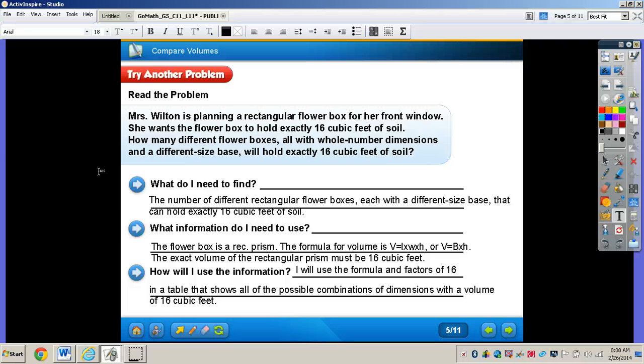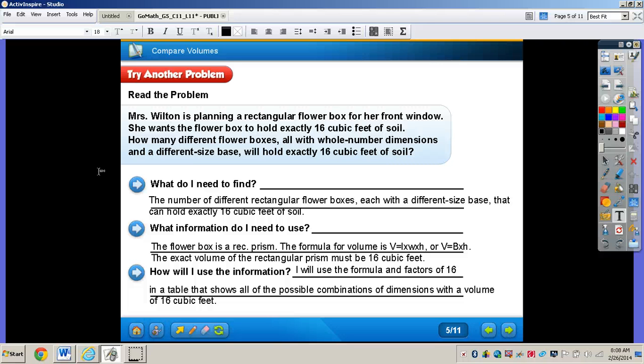We need to find, and I want you to write this down in your book, the number of different rectangular flower boxes, each with a different size base, that can hold exactly 16 cubic feet of soil. So that's what we need to find. We're going to zero in on that question, focus in on that. Now, what information do I need to use?